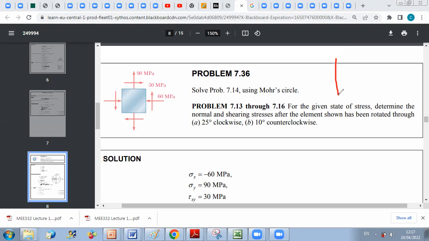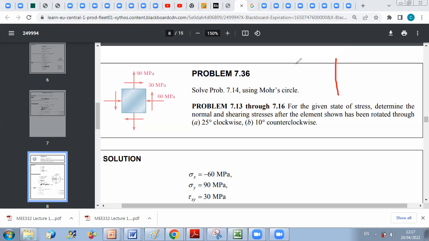If they told you to develop the relation between shear stresses for any orientation, you can go back to the derivations. Or if they don't ask for derivation, you can directly use the formula to calculate the corresponding stresses for any orientation. Here, I want you to use the Mohr circle, okay?